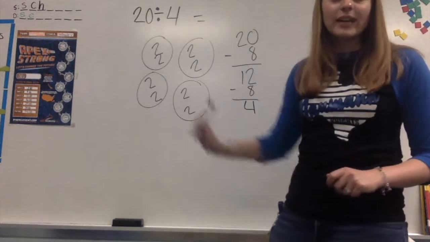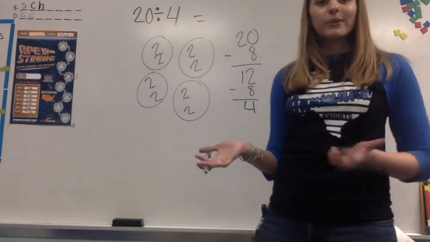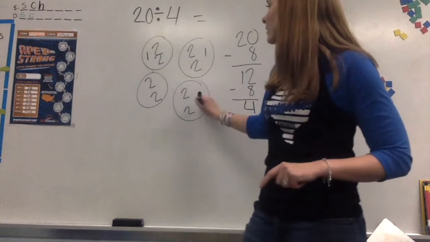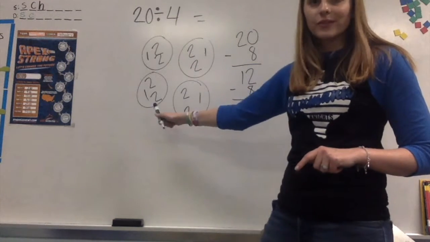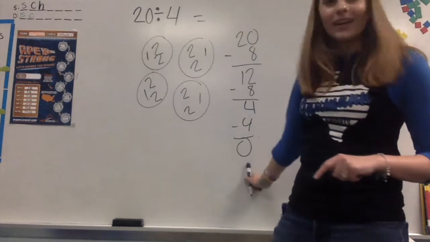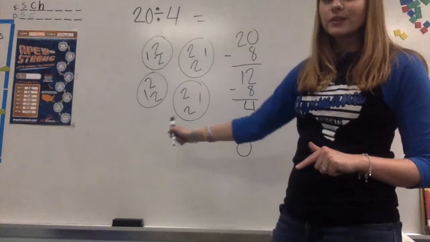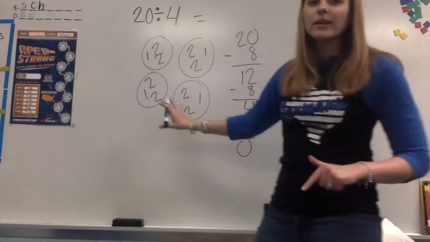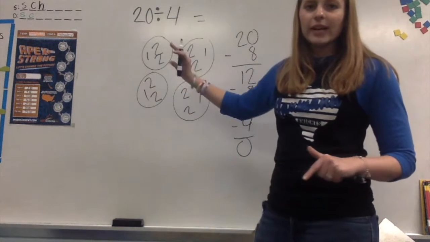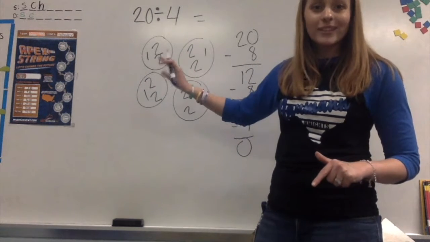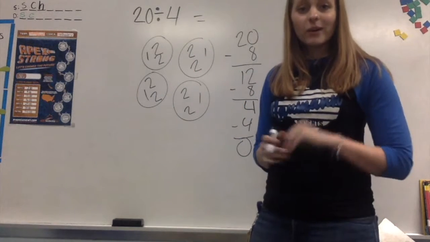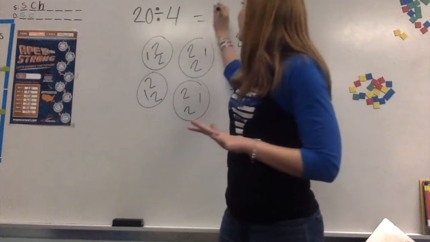Now, if I only have 4 left and I have 4 groups, that leaves me with only one choice. I need to put 1 in each group. 1, 2, 3, 4. So I put 4. And now we're left with no more left over. So now we're going to zoom into our groups. Really, we just need to look at one group because every group has the same amount. I have a 2, and a 1. So 2 plus 2 is 4 plus 1 makes 5. So 20 divided by 4 is 5 in each group.